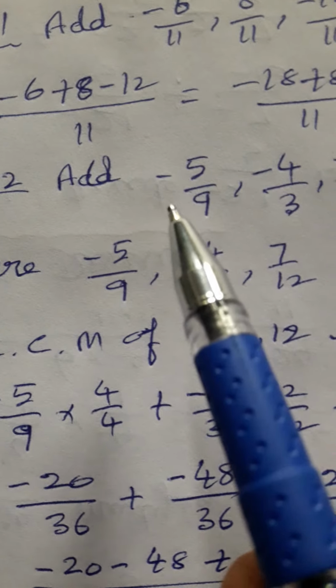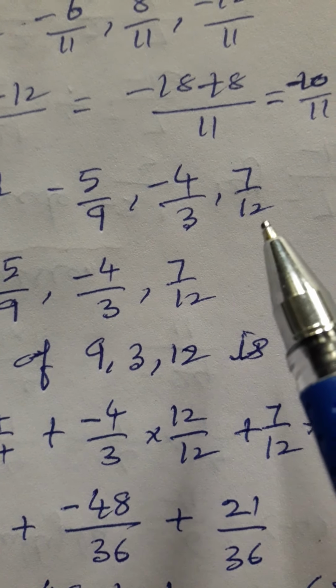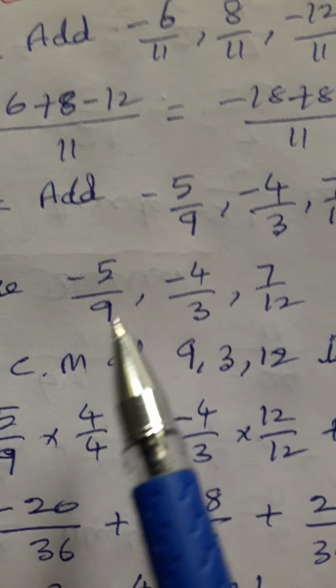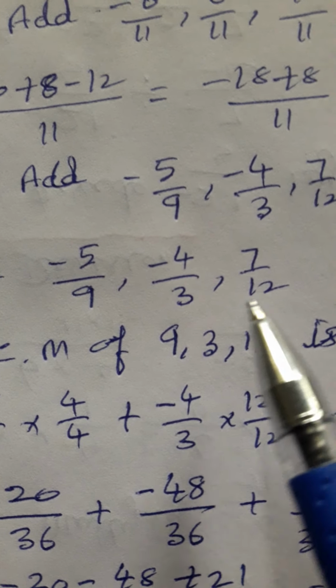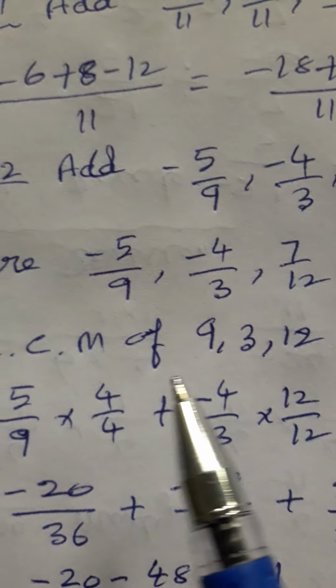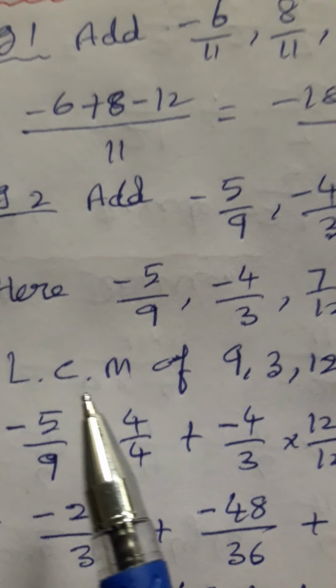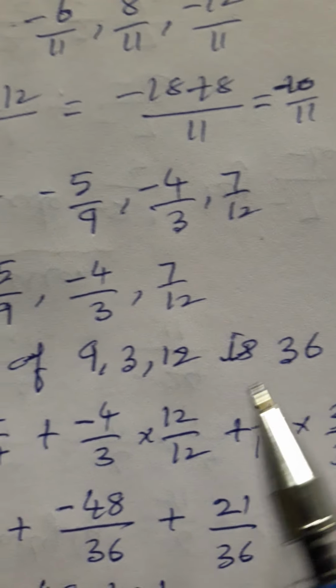Example 2, add minus 5 by 9, minus 4 by 3, 7 by 12. We take three rational numbers. Here we have different denominators 9, 3, 12. So we take LCM, least common multiple. LCM of 9, 3, 12 is 36.